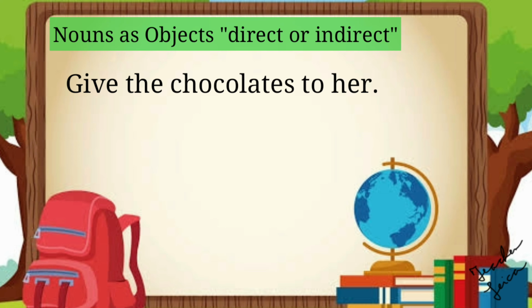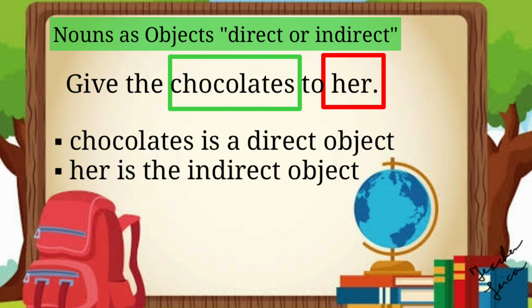Example. Give the chocolates to her. So chocolates is a direct object. What is being given? The chocolates, so it is a direct object. And her is the indirect object, who the chocolates are being given to. Okay, chocolates is the direct object. Her is the indirect object.